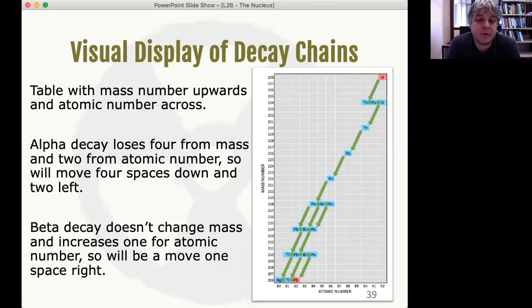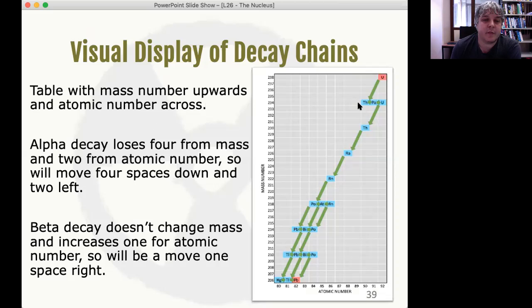It starts at uranium-238. You can see the atomic number of uranium is 92, and the mass number, as we said, is 238. The first thing it does is undergo alpha decay. Alpha decay loses 4 from the mass number, so we're down to 234, and it loses 2 from the atomic number, so it goes from 92 down to 90, and that gives us Th, which I believe is thorium, but I could be incorrect there.